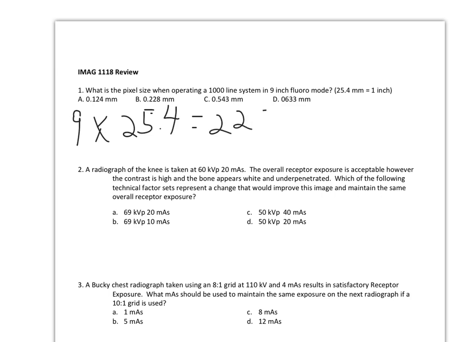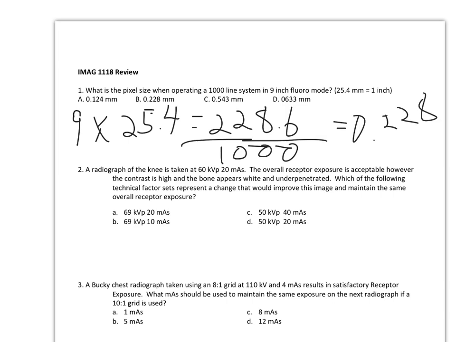to get 228.6 millimeters. And then we divide that by 1,000 lines in the system, and the answer is 0.228 millimeters, which is answer B here.